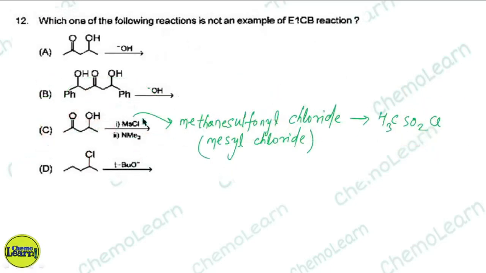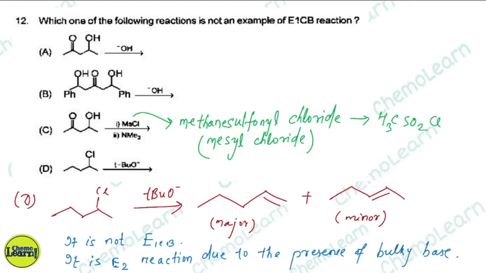Which one of the following reactions is not an example of E1CB reaction? Okay, and we have 4 options. These are the 4 reactions. So, if you clearly see, then in option D we have tertiary butoxide ion. So, tertiary butoxide is not E1CB, instead it will follow E2 mechanism due to the presence of this bulky base. Okay, and the reaction will be like this. So, the option D will be the correct one.